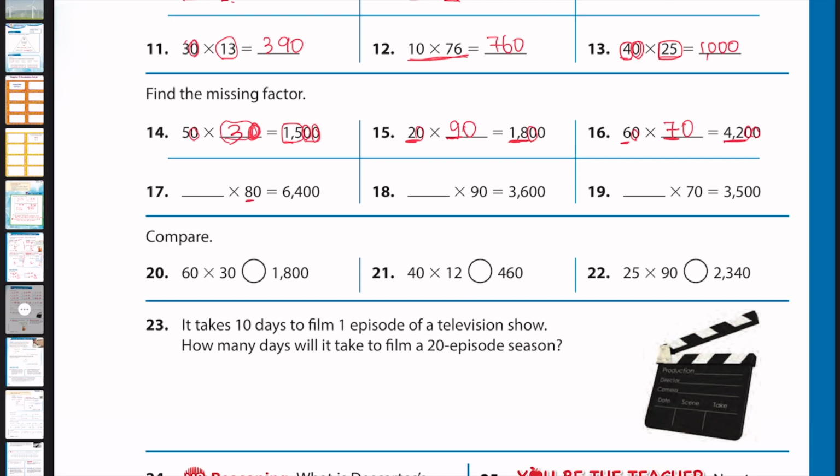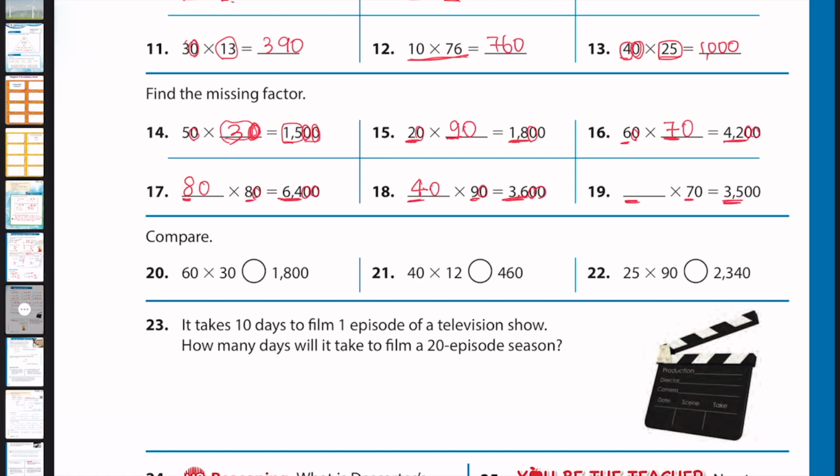8 times what number makes 64? 8, correct. And then we have 1 0 here, and we have another 0, right? We need. Okay, so 9 times what makes 36? 4. And then we have 1 0, and we need another 0. Okay, now 7 times what makes 35?